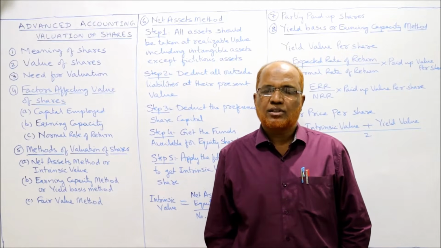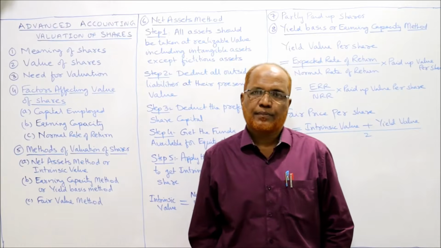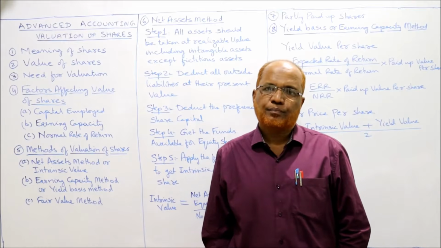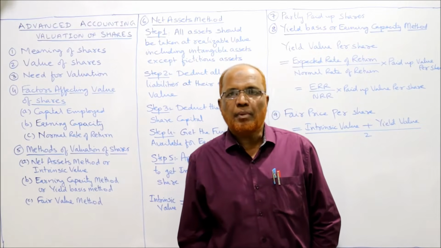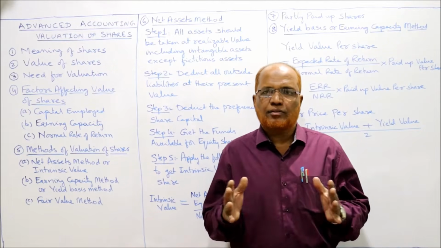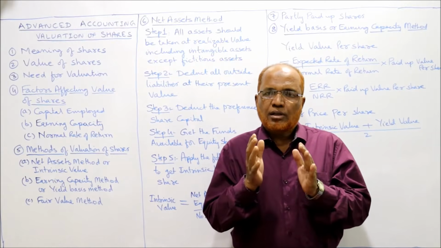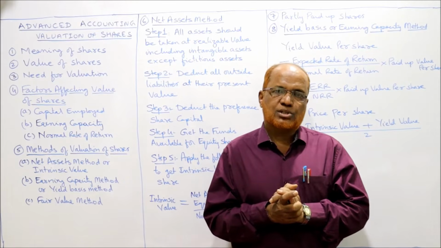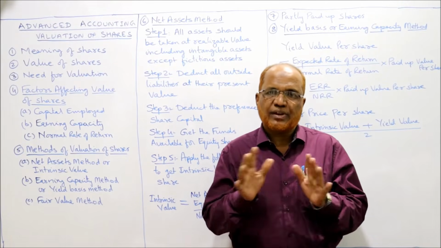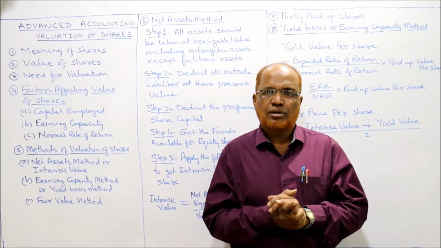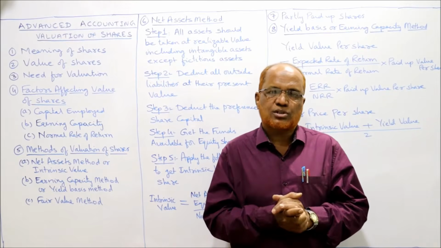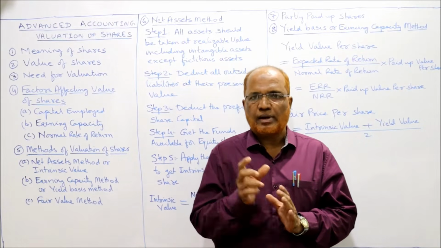Now there is a need to find out the value of the share. What do we mean by the value of a share? We have different meanings for the term value. The value means face value, market value, intrinsic value, or yield value. The face value is the value given by the promoters. It is the value printed on the face of the share, fixed by the company, and it will not change. The face value of the share may be 100 rupees, 10 rupees, whatever it may be. It is decided by the promoters and directors of the company. That is the face value.